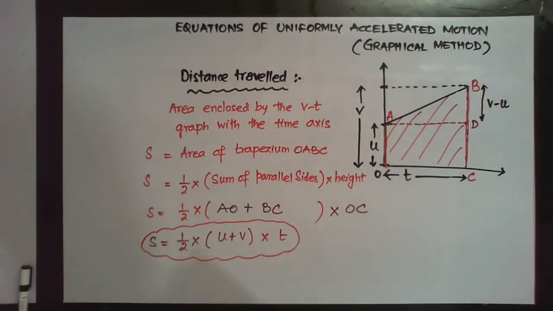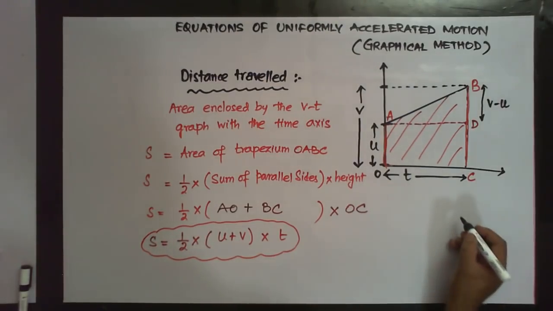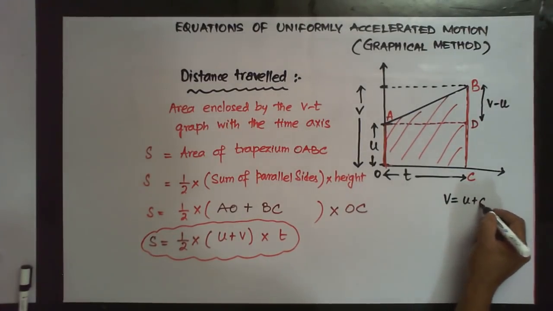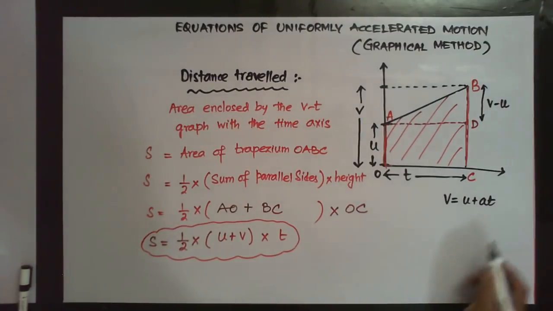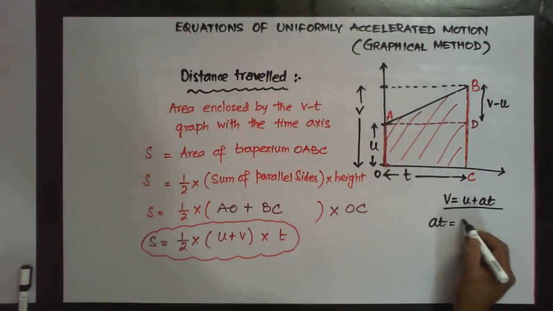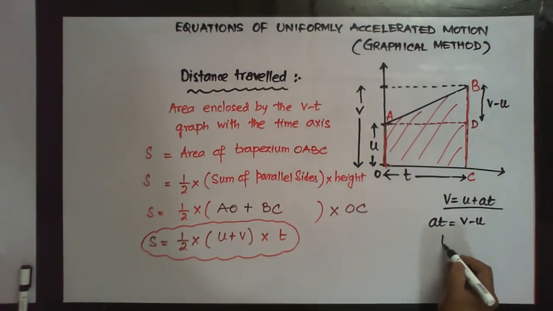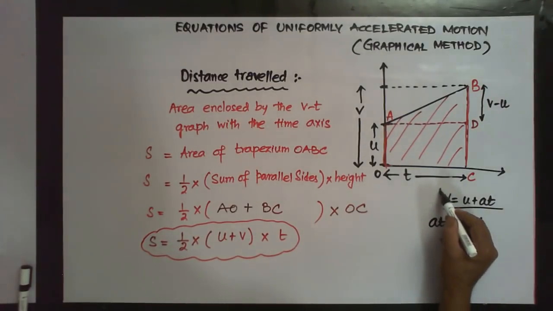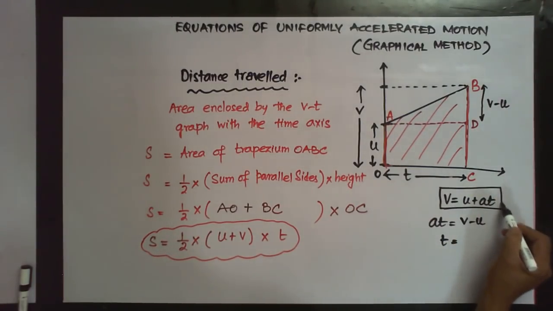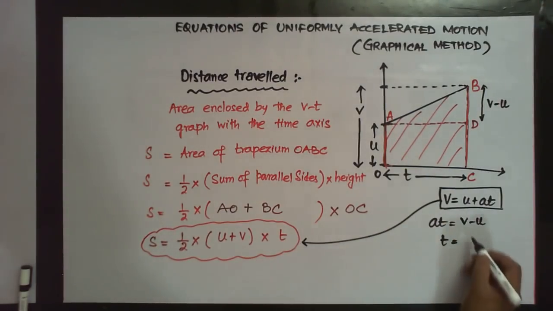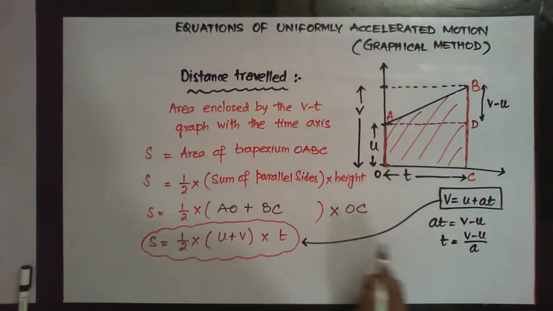Now, a few minutes before, we talked about the first equation, V is equal to U plus AT. From this equation, AT is equal to V minus U, so T can be written as V minus U by A, or you can see V is equal to U plus AT. Can we put this value here? We would be using T is equal to V minus U in the next discussion.